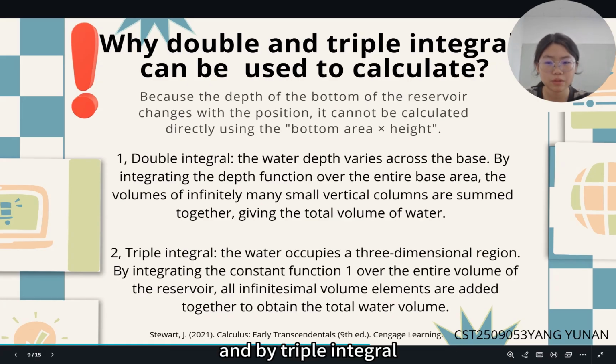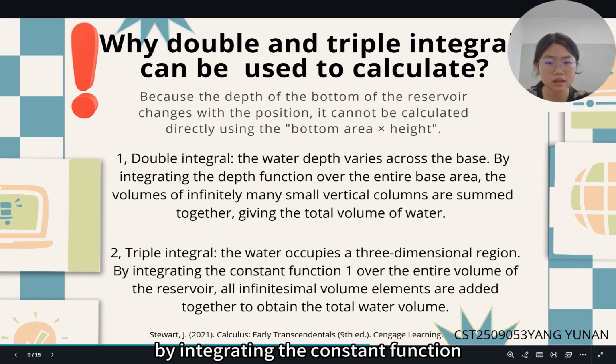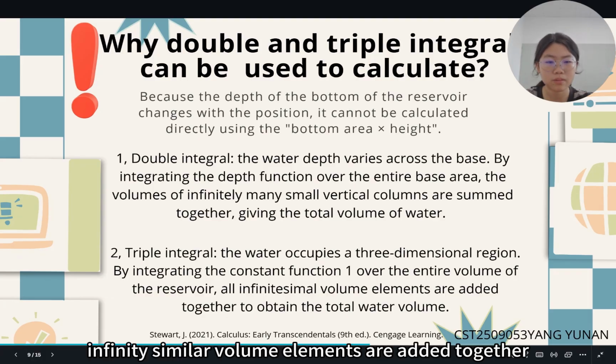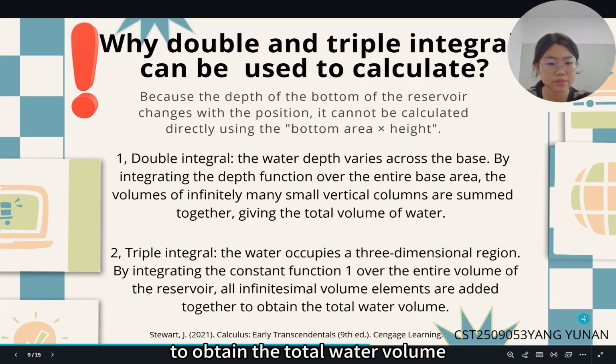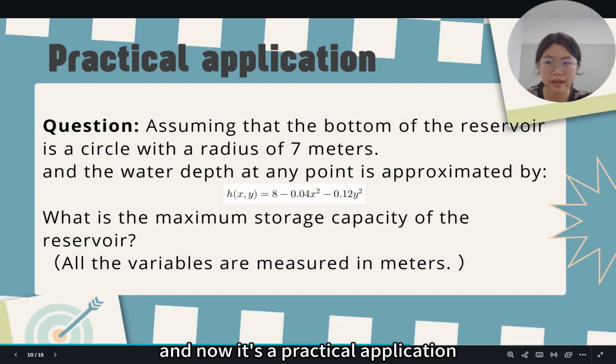And by triple integral, because the water occupies a three-dimensional region, by integrating the constant function 1 over the entire volume of the reservoir, all infinitesimal volume elements are added together to obtain the total water volume. And now it's our practical application.